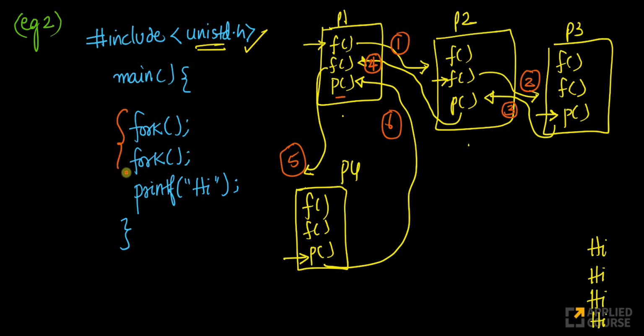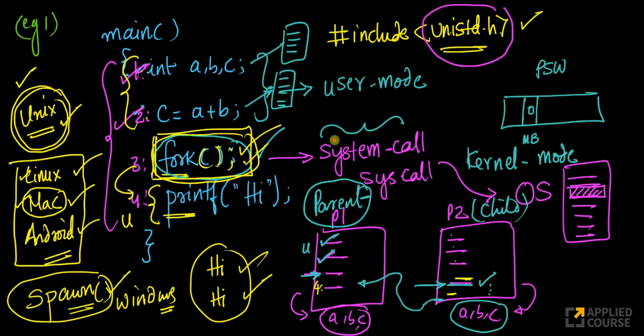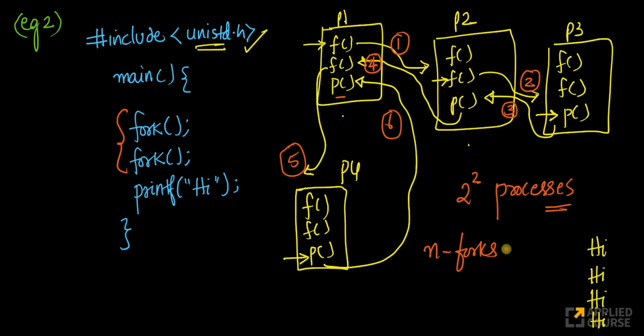Look at this. Here I have 2 forks. And how many total processes got created? 2 power 2 processes got created, including the original process. This is the parent of all of these processes, right? So similarly, if you have a program with n forks, here we have 2 forks and we created 2 power 2 processes. Here we have only 1 fork and we created 2 power 1 processes. If you have n forks, we will create 2 power n processes, including the first parent process.